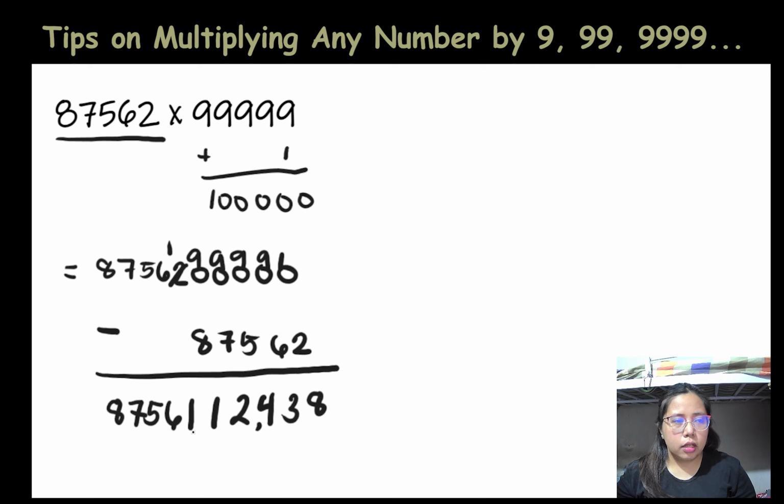Okay, so ang ating final answer, okay, so 87,562 times 99,999 is equivalent to 8,756,112,438.